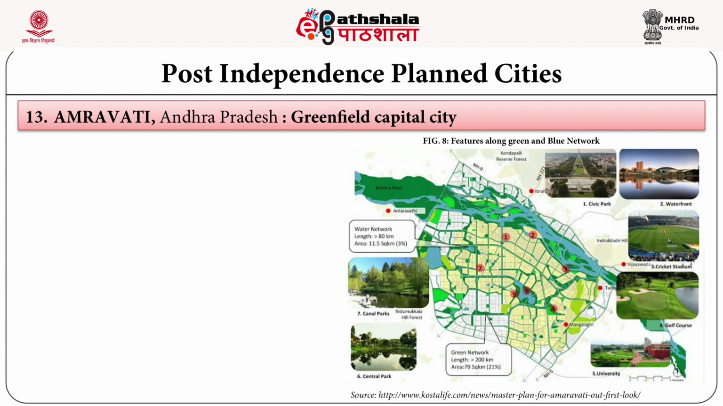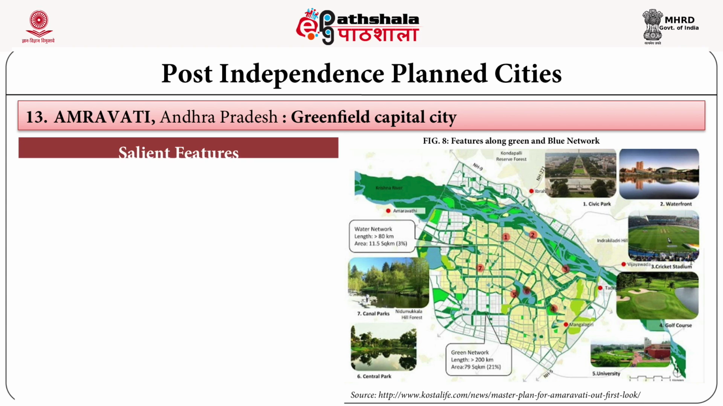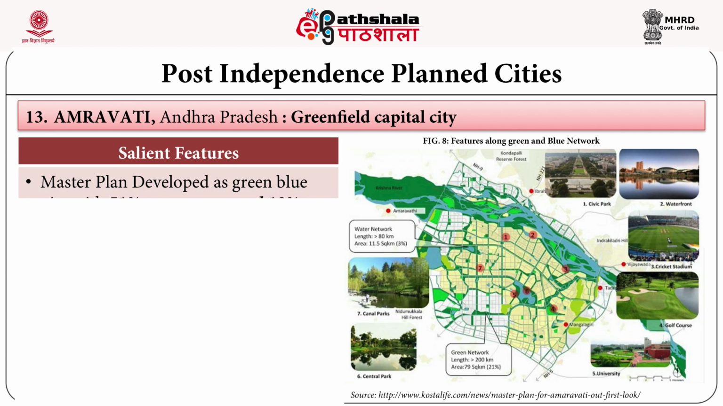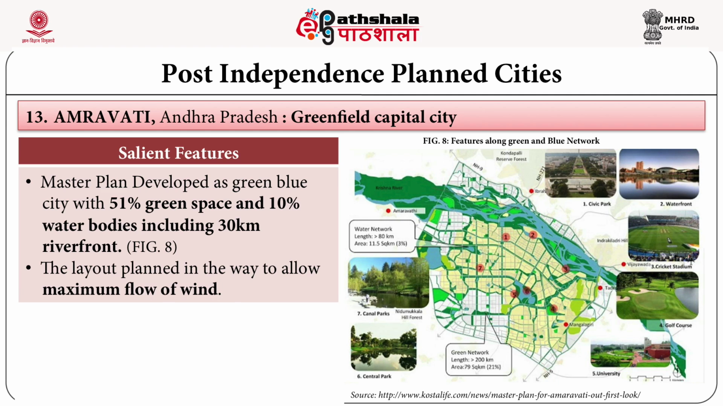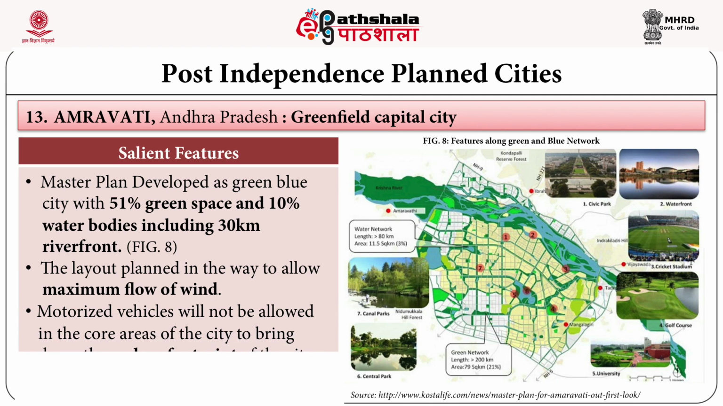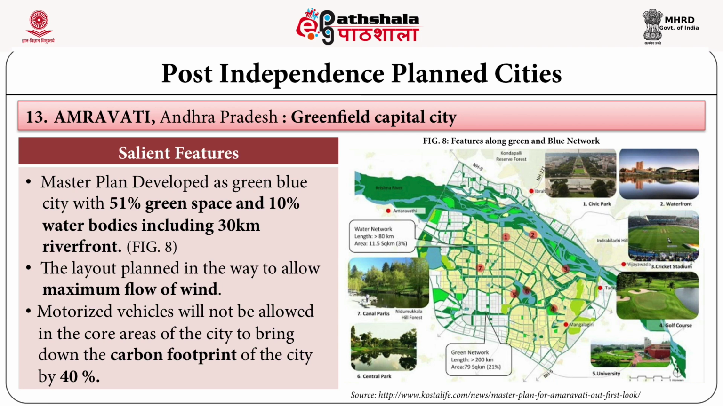And if you see, the master plan was developed as a green and blue city. That was the concept, with 51% green space and 10% water bodies, including a 30-kilometer riverfront. The layout was planned in a way to allow the maximum flow of wind. Motorized vehicles are not allowed in the core areas of the city, so as to reduce the carbon emissions of the city by 40%.